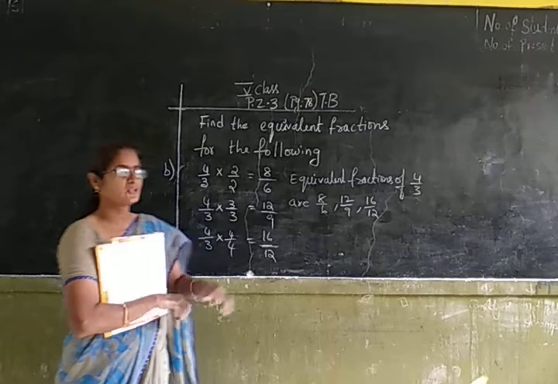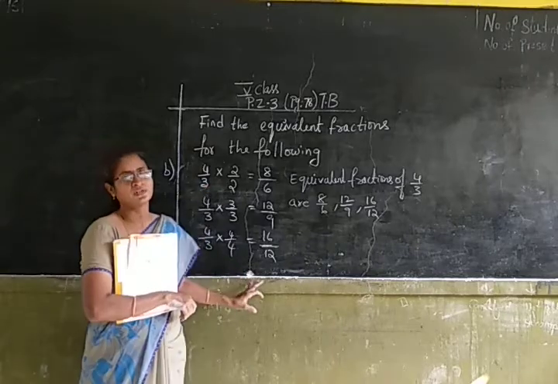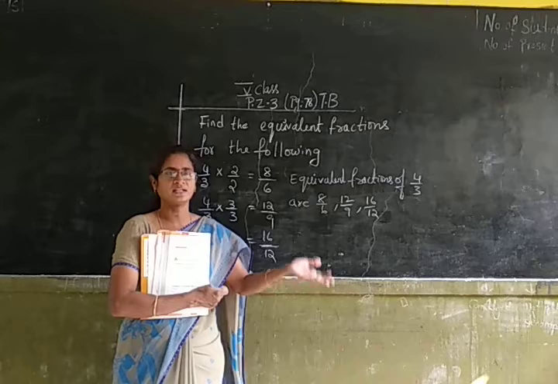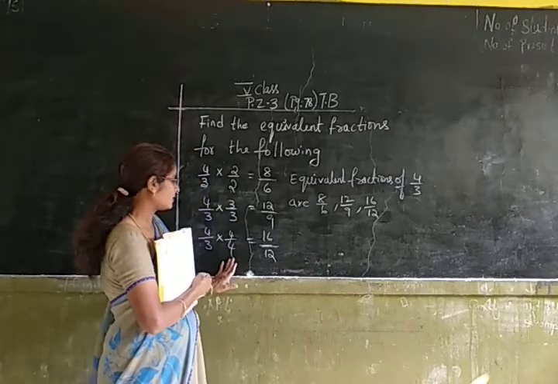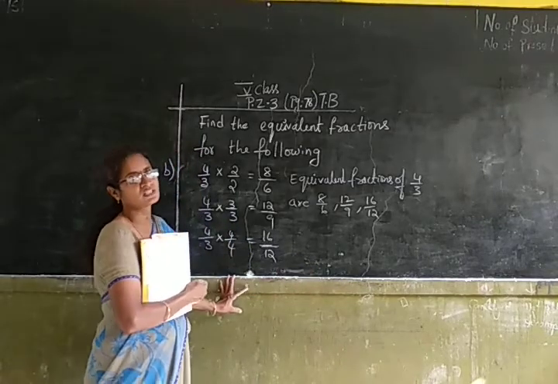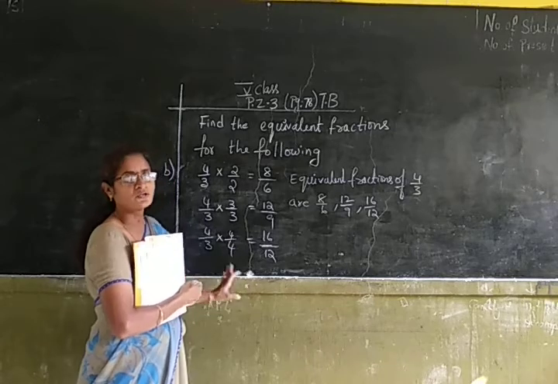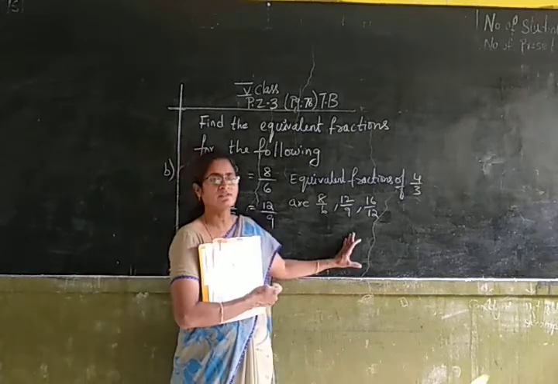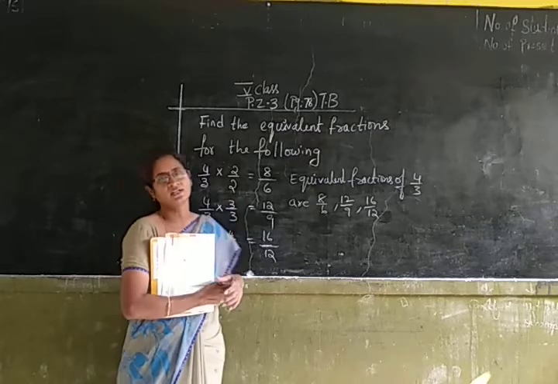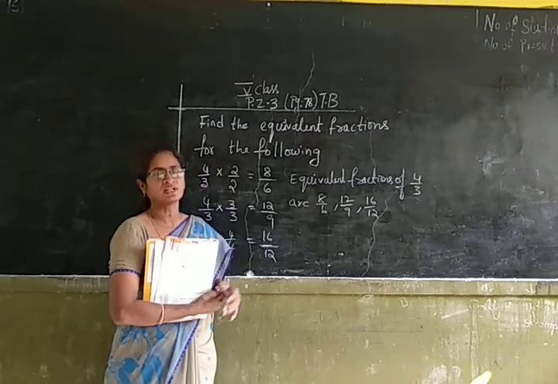So by multiplying the numerator and denominator by the same number, you can write any number of equivalent fractions. You can multiply 4 by 3 with 5 by 5. Again you can multiply 4 by 3 with 6 by 6. So on, you can write any number of equivalent fractions for a given fraction by multiplying the numerator and denominator by the same number. Did you understand, children?